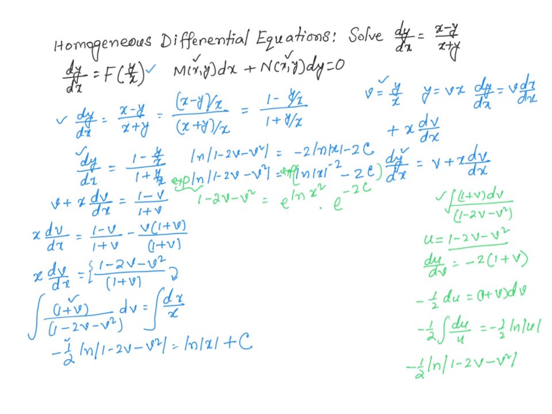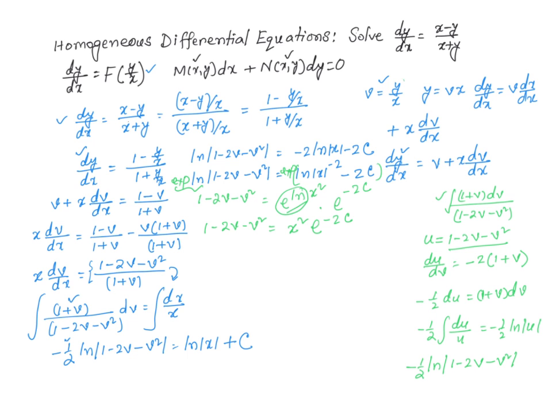Now again, exponential and ln are inverses of each other. They will cancel each other out. So that's going to leave me with 1 minus 2v minus v squared on the left as it was. And these two are going to cancel each other out. That's going to give me x squared times e to the power negative 2c.